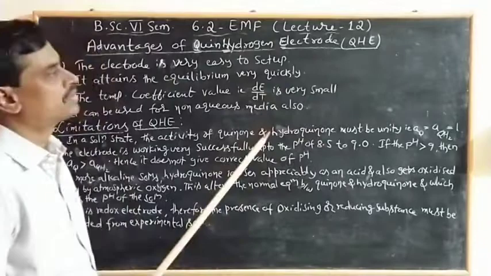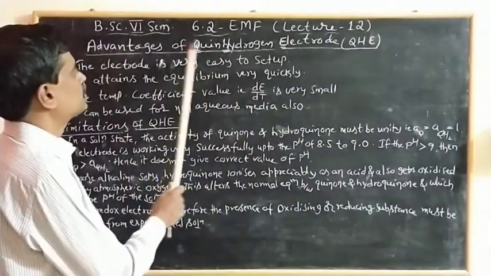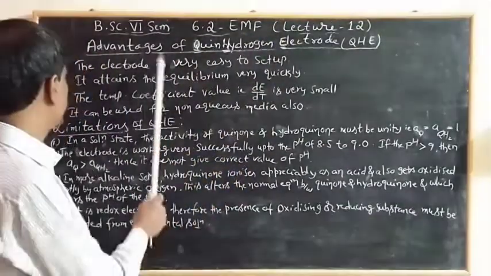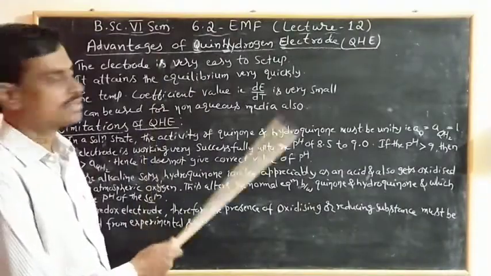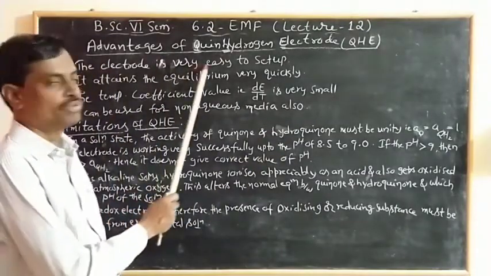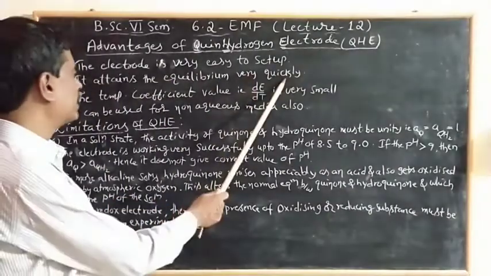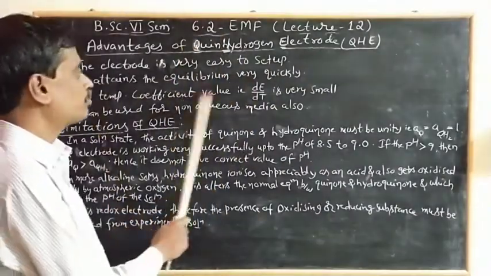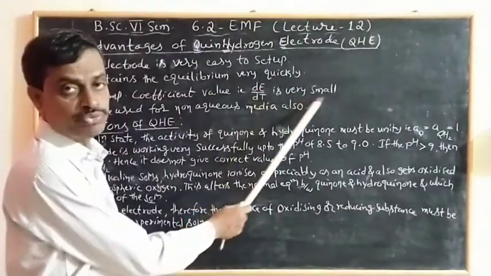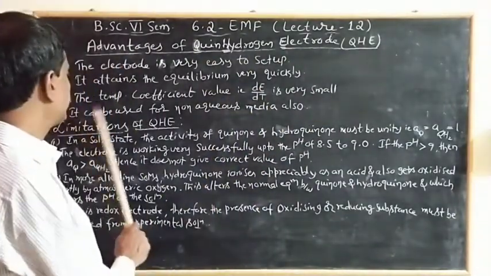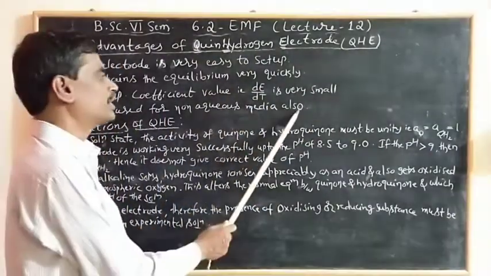For 2 marks, they have asked the question, what are the advantages of the quinhydrone electrode? In that case, you have to write these 4 advantages. The first one, the electrode is very easy to set up. Second, it attains equilibrium very quickly. Third, the temperature coefficient value, that is dE by dT, is very small. Fourth, it can be used for non-aqueous media also.